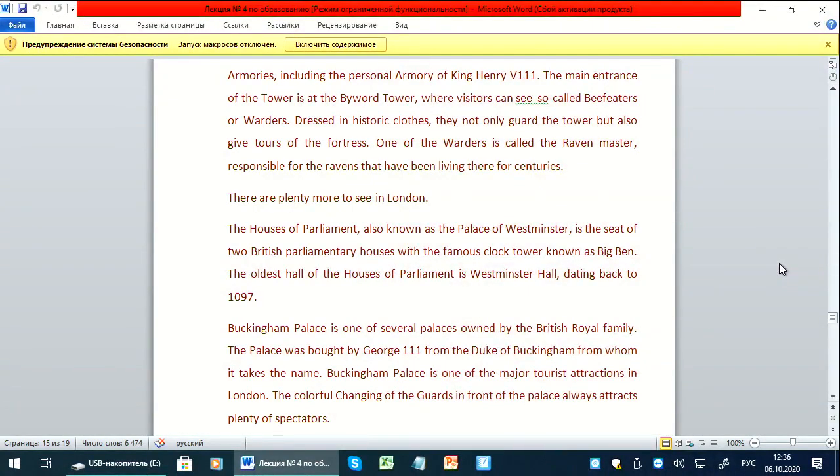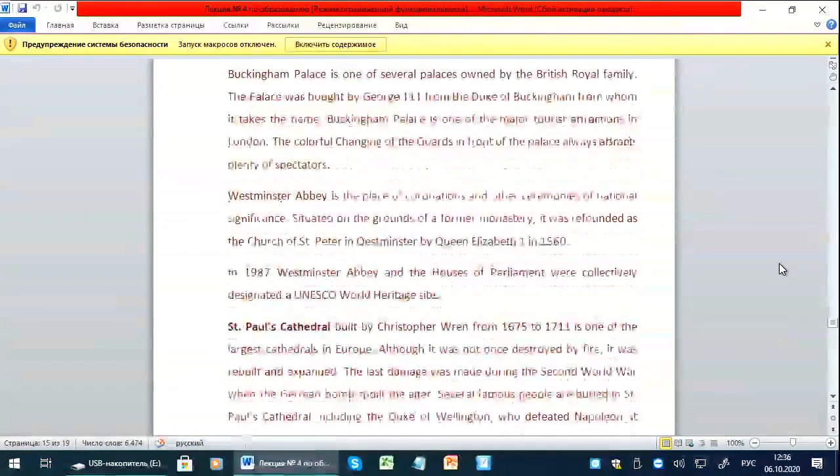Buckingham Palace is one of several palaces owned by the British royal family. The palace was bought by George III from the Duke of Buckingham, from whom it takes its name. Buckingham Palace is one of the major tourist attractions in London. The colorful changing of the guards in front of the palace always attracts plenty of spectators and tourists.